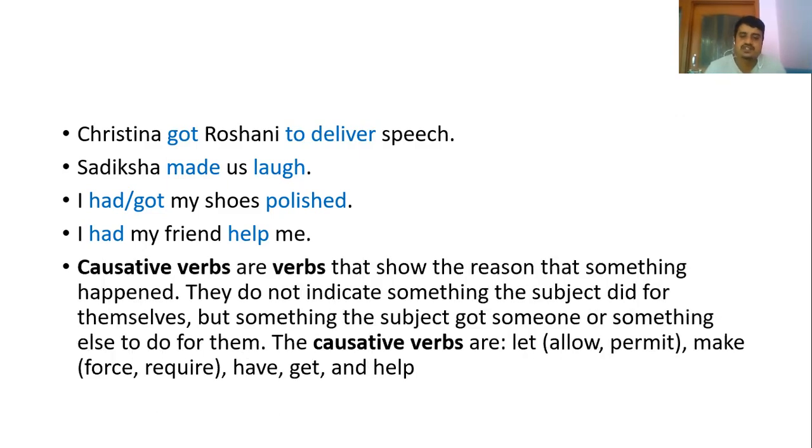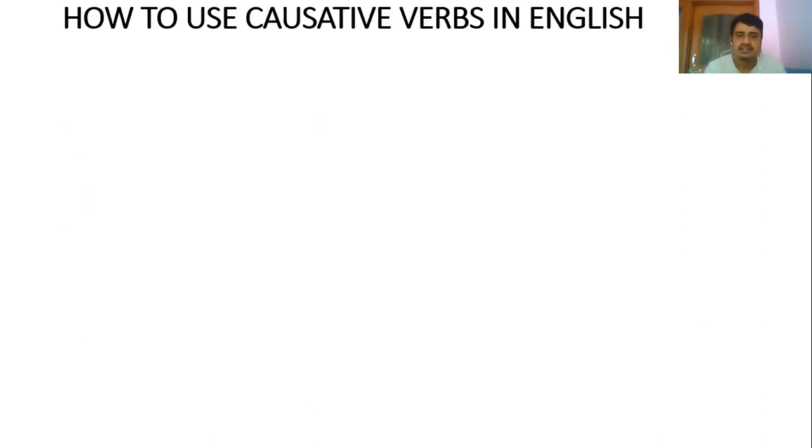Causative verbs are verbs that show the reason that something happened. They do not indicate something the subject did for themselves, but something the subject got someone or something else to do for them. The causative verbs are let. Let is also called a causative verb, which I have discussed in our first slide. Let means allow or permit. Make means force or require. Have, get, and help. These are causative verbs. Then how to use causative verbs in English?